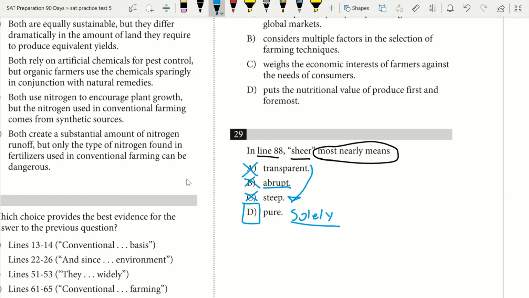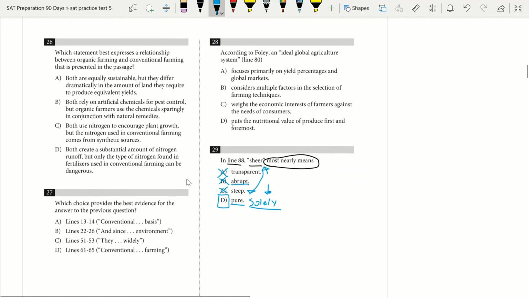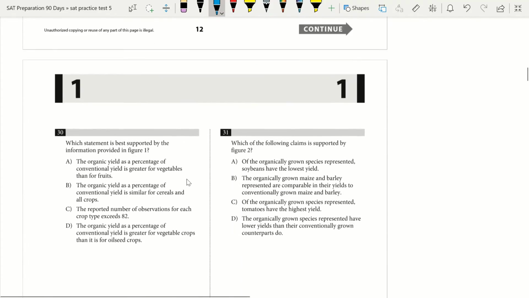We want something that's showing that they are sheer calories or only calories. That's all we're looking at. They are pure calories. There's only calories that we are considering. Okay, so then by process of elimination, even if we didn't come up with pure right away and we came up with solely or only calories, we obviously can get rid of A through C because they would not work, and D would be our correct answer because it's the only choice that shows that we are only talking about calories, the pure calories, meaning most nearly to sheer.